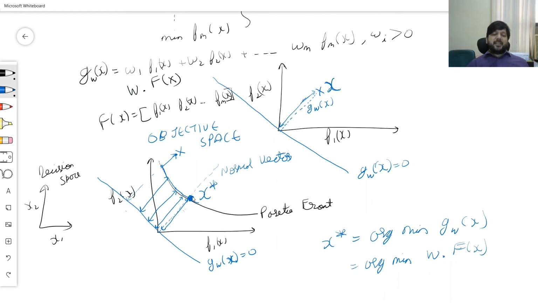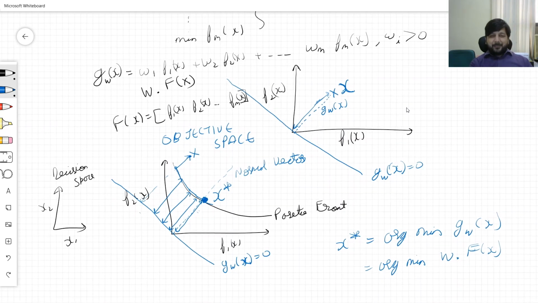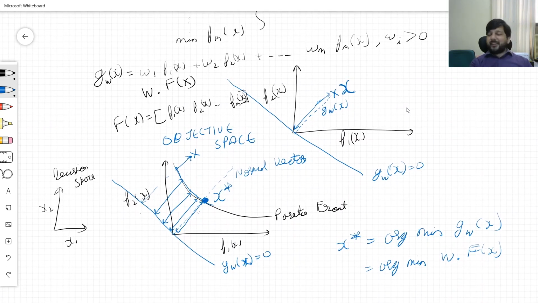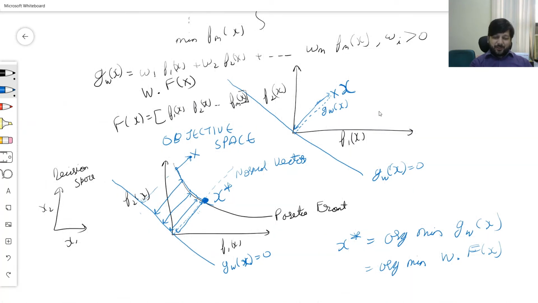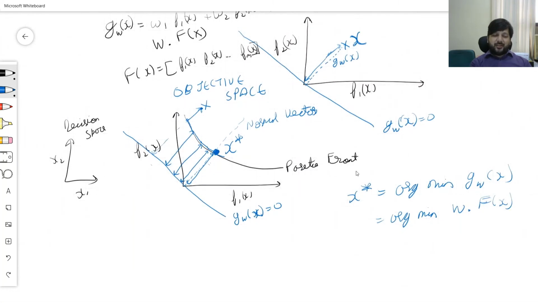So this gives me 1 point on the Pareto front. And because it gives me 1 point on the Pareto front, I can use many weights like this to get many points on the Pareto front. Now, before I move further, I will be making one small change.